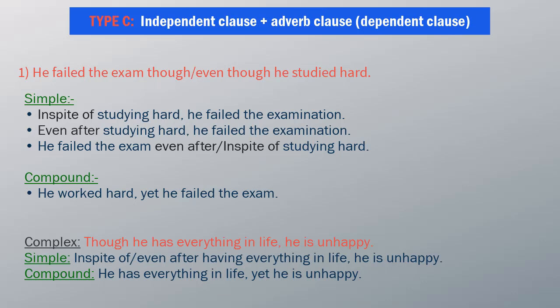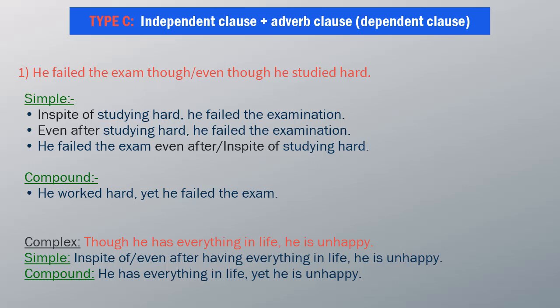Though he has everything in life, he is unhappy. The sentence is starting with the dependent clause. That is why we're using a comma after it. Though he has everything in life, comma, he is unhappy. Okay. Simple sentence. We know what to do.